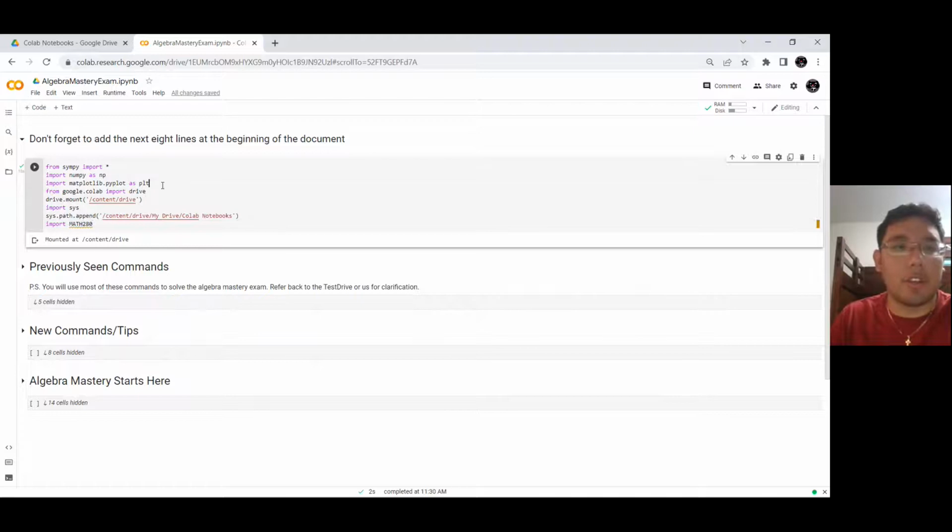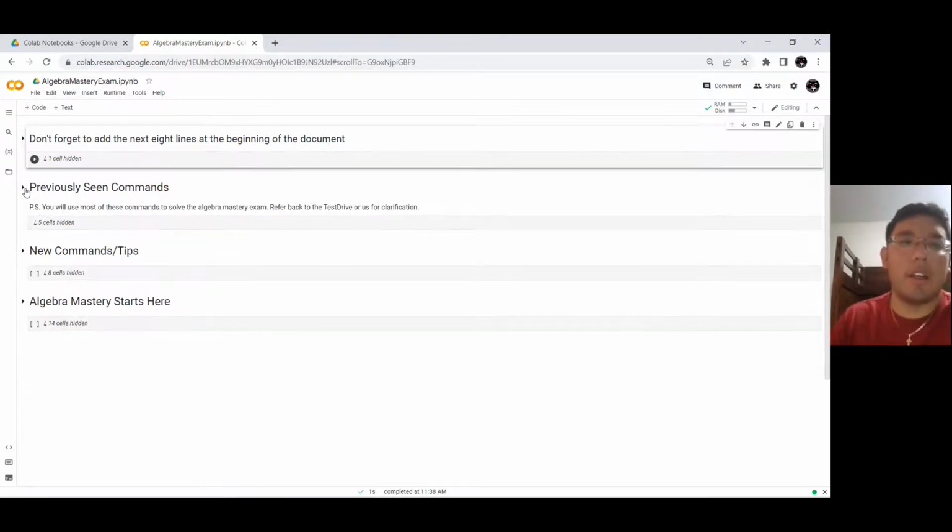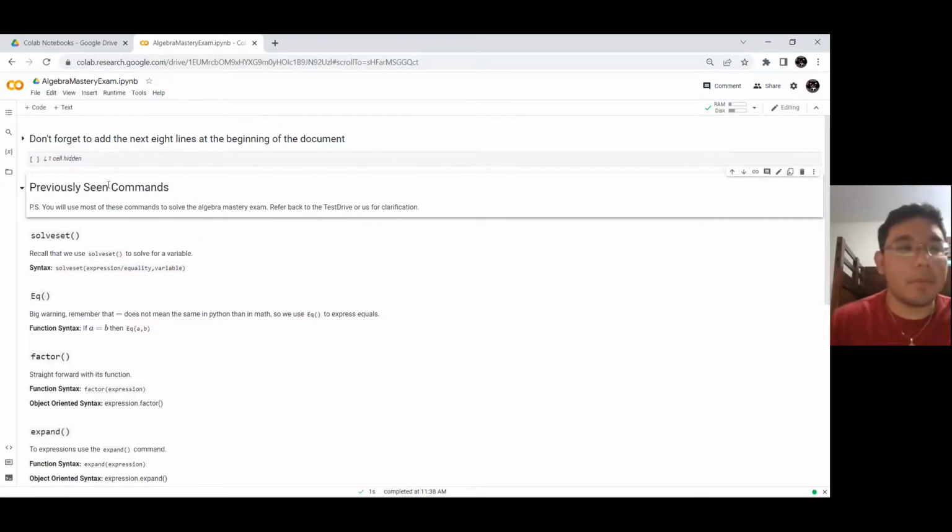The first 3 help us do more complicated stuff like algebra and calculus and trigonometry. The next 4 help us link our Google Drive and our Colab. And lastly, the important math 280 helps us do the differential equations part. So don't forget to have these 8 lines at the beginning of every document you do from now on. After we run it, let's jump into the previously seen commands.